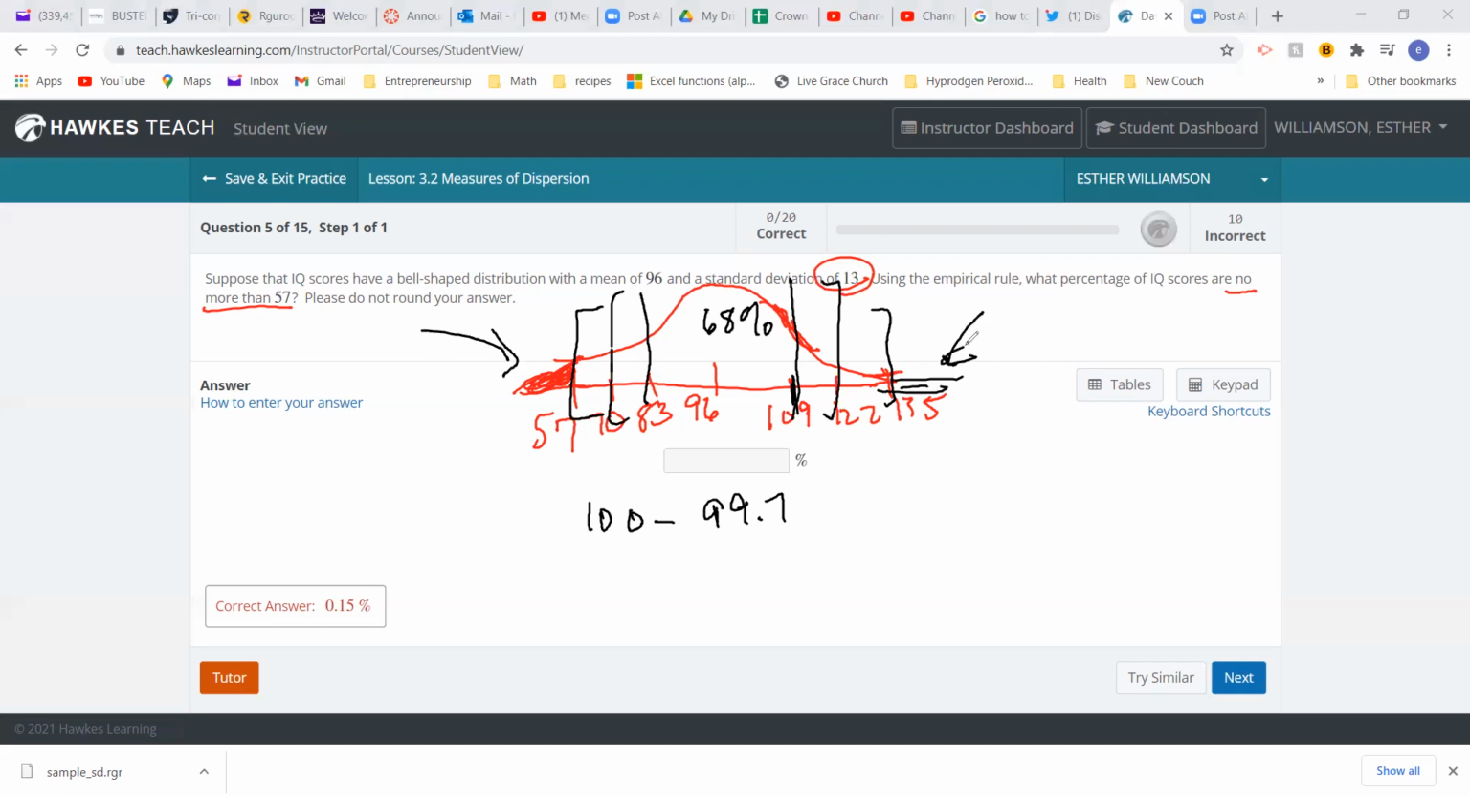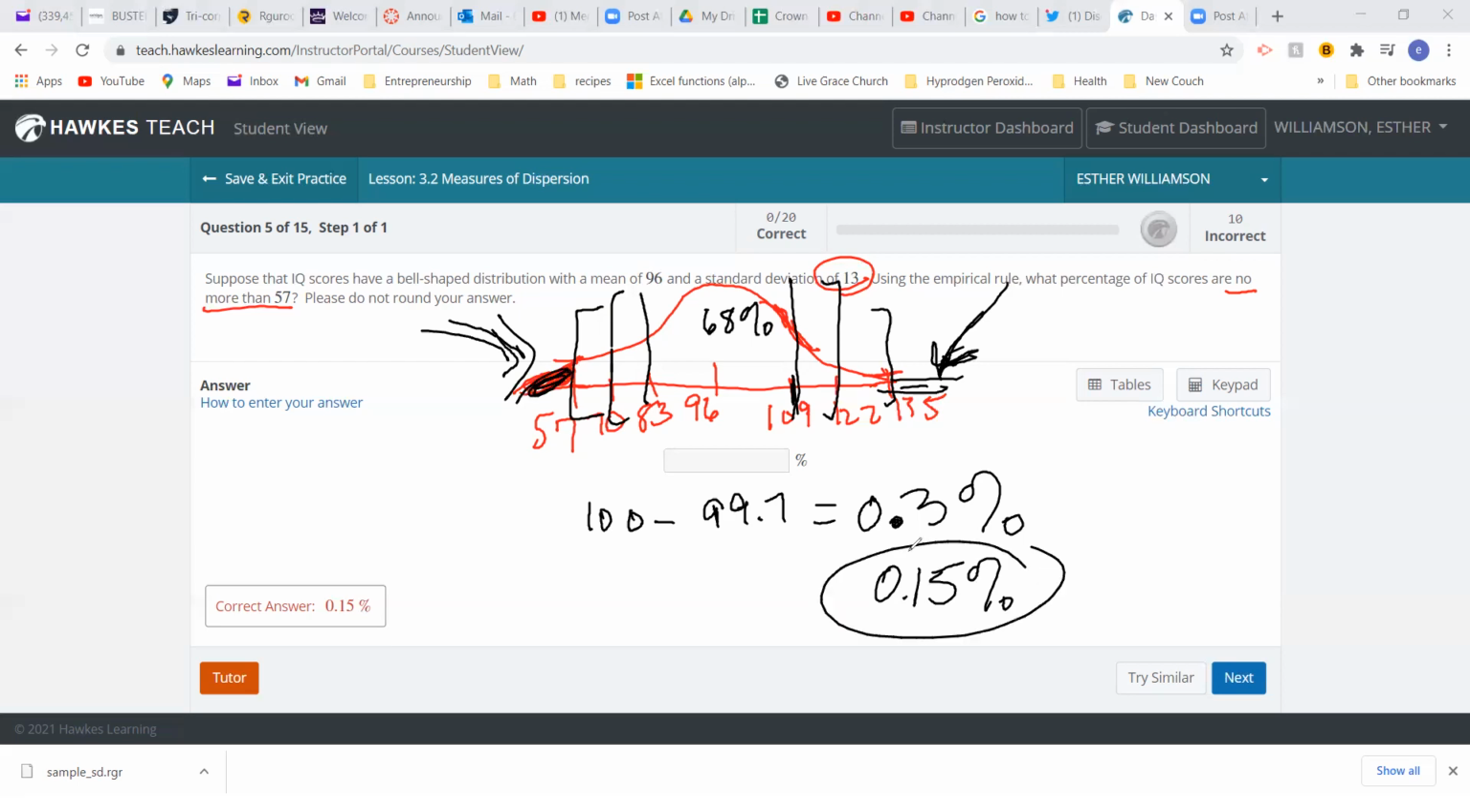So we could take the 100% minus the 99.7. That's 0.3, not 30%, but 0.3%. And then if we divide that in half, because half's going to fall out here and half's going to fall out here, then we get the 0.15%, and that's your answer. So in this area right here, it's just 0.15% of your data.